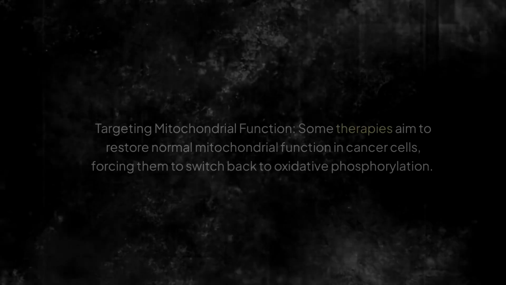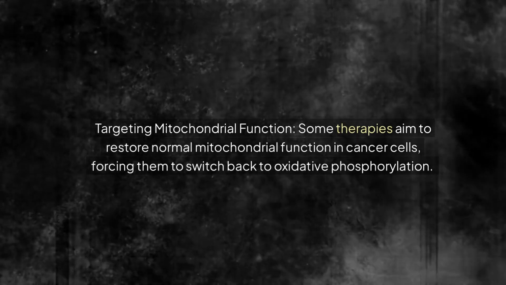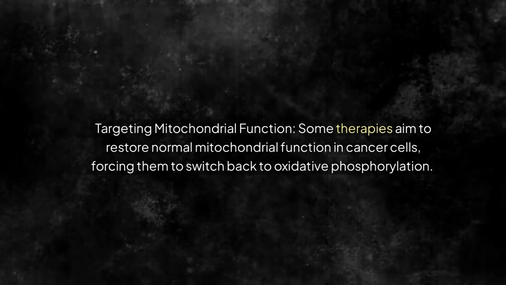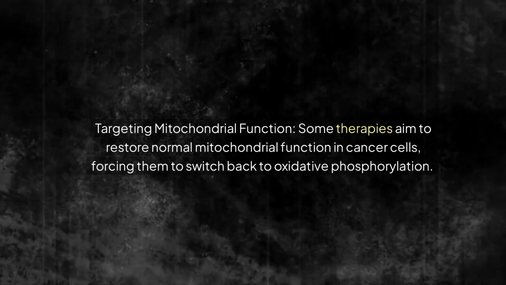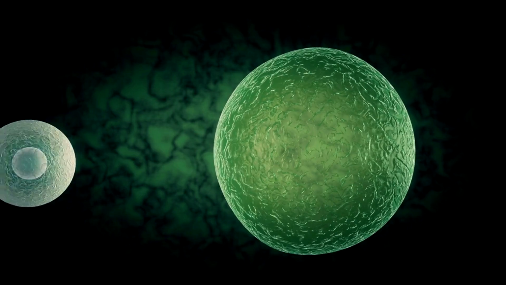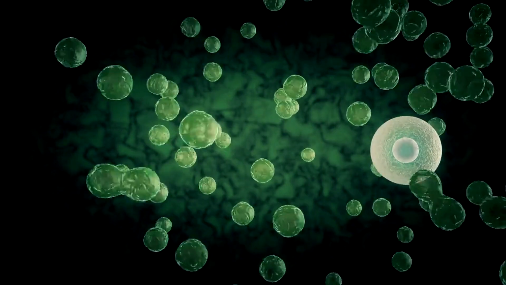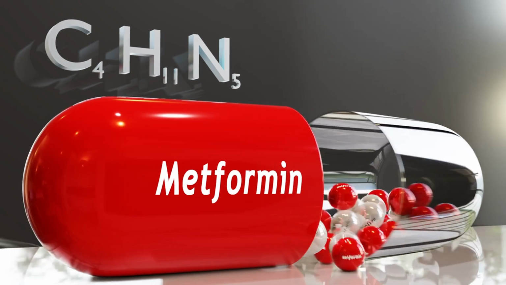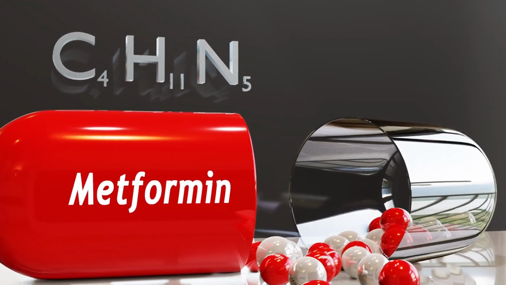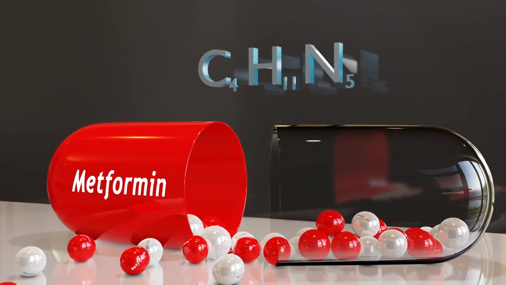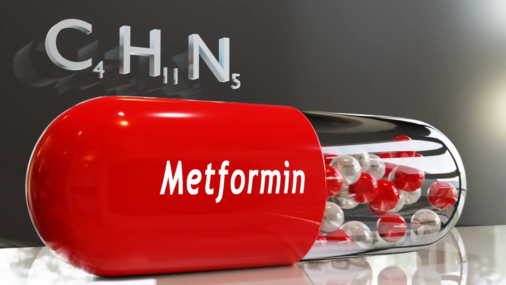2. Targeting mitochondrial function. Some therapies aim to restore normal mitochondrial function in cancer cells, forcing them to switch back to oxidative phosphorylation. This can increase their susceptibility to stress and trigger apoptosis, the process of programmed cell death. Agents like metformin, commonly used to treat diabetes, have shown promise in targeting mitochondrial pathways and reducing cancer cell viability.